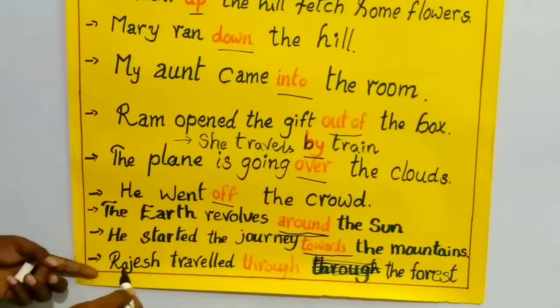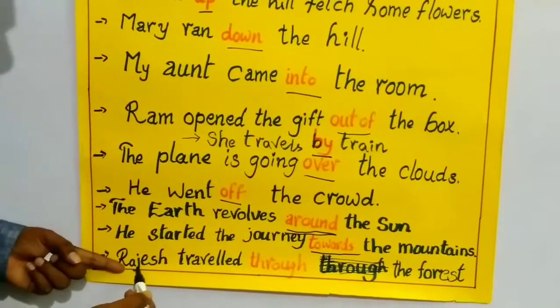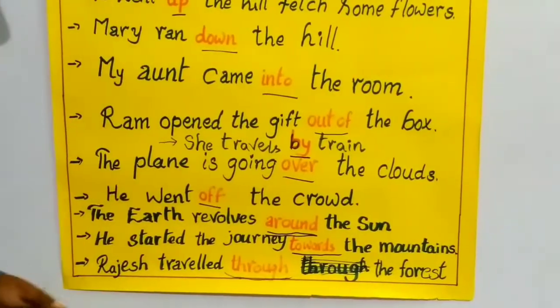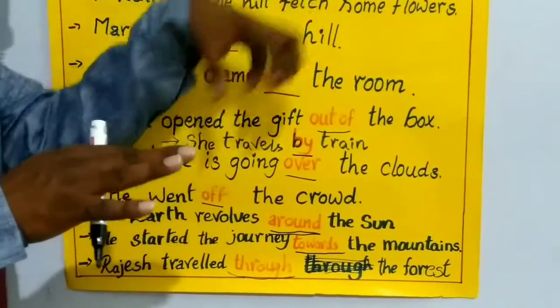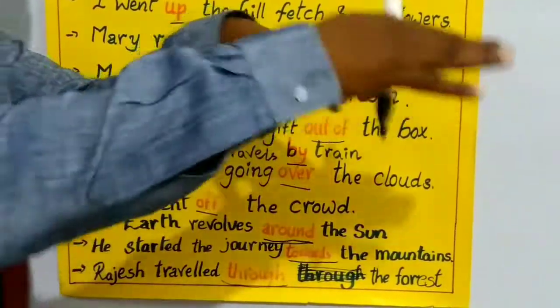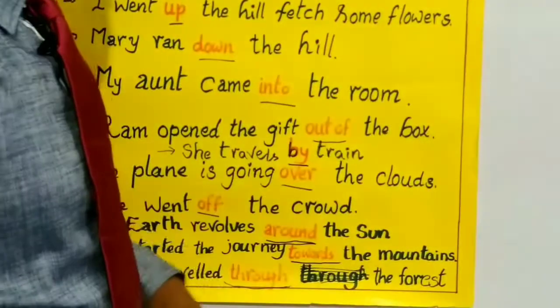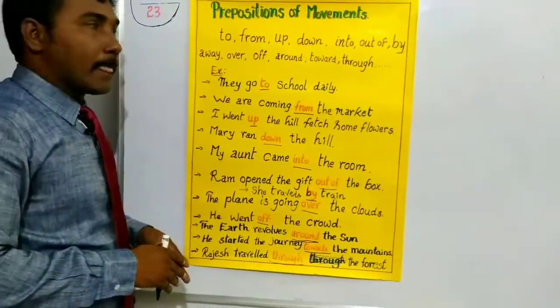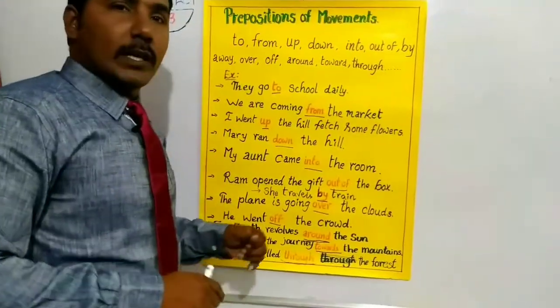And let's have another example. Rajesh traveled through the forest. Through means across or through the forest. Okay, so these are some other examples. And let's take another table.